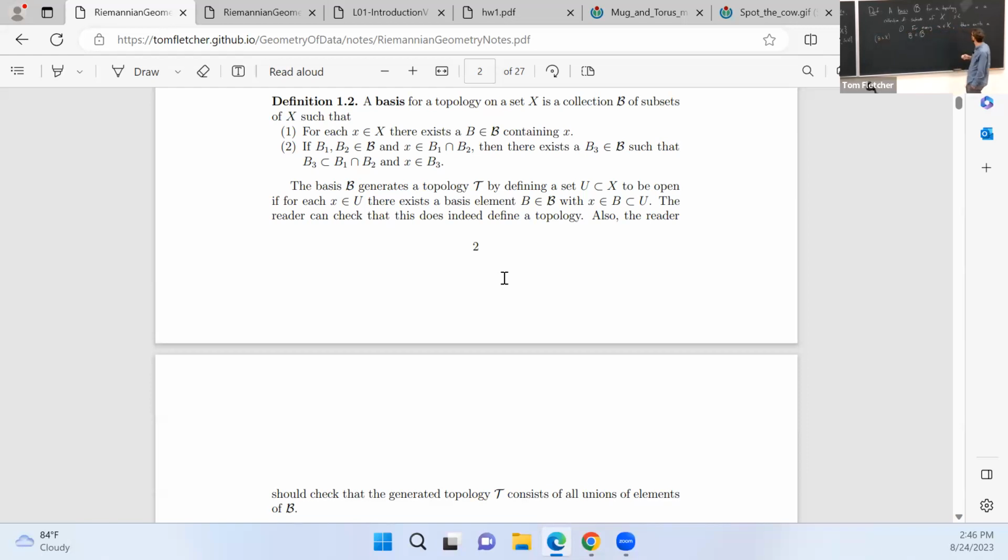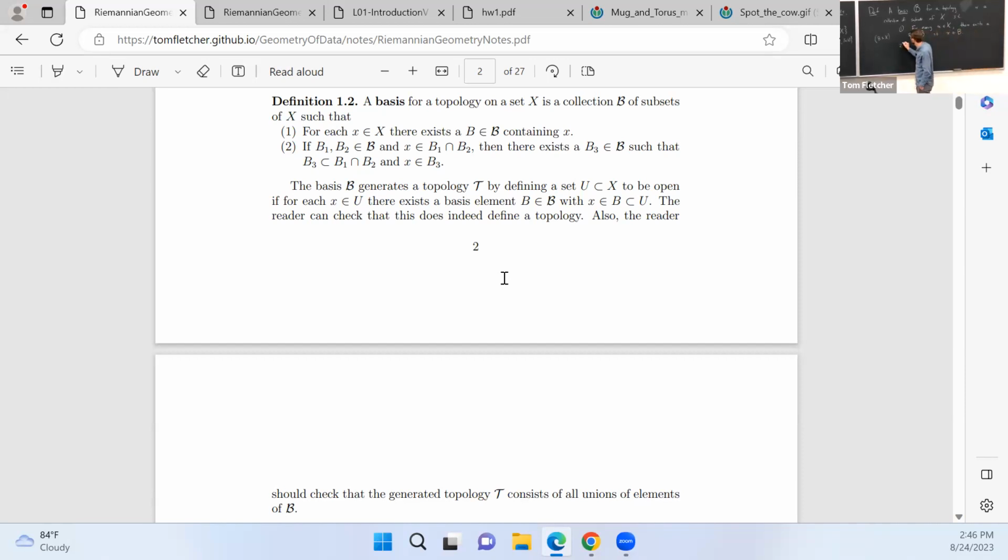So for every point in X, there's a basis element, capital B, such that this point is in the basis element. Another less roundabout way of saying this is that you've got a set X, and the basis elements have to cover the whole set. If I laid all the basis elements on top of my set, every point's covered somehow. That is what this really means.